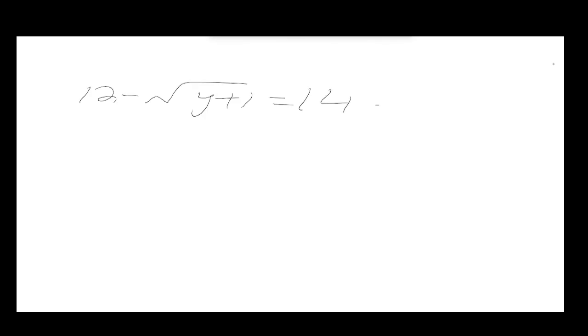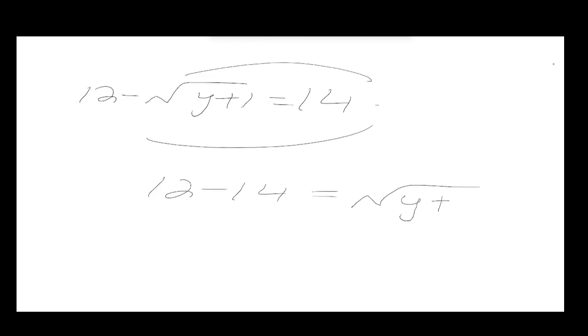So how can we solve this? Firstly, the radical sign will be moved to the right, but the 14 will be moved to the left. So that means 12 minus 14 is equal to the radical y plus 1. So now 12 minus 14 is equal to negative 2, and negative 2 is equal to the radical of y plus 1.